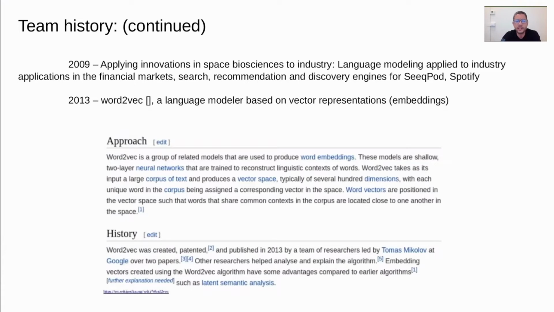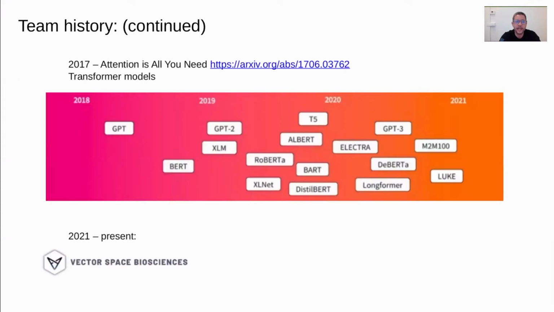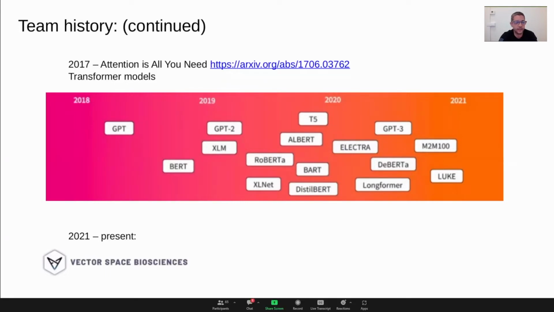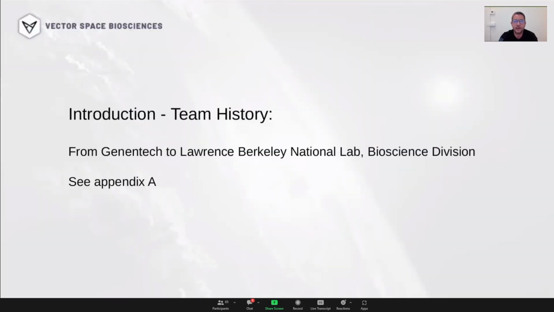Eventually, we left the lab to start a company in industry. The company's name was SeqPod. We powered Spotify back then. And in 2013, Word2Vec was published. This was a language model based on vector representations or embeddings. And of course, that led to the seminal paper, Attention is All You Need, in 2017, based on the transformer model. And today, we operate with advanced forms of language models, which include natural language processing and natural language understanding. So that gives you a brief history of who we are and why we're here.